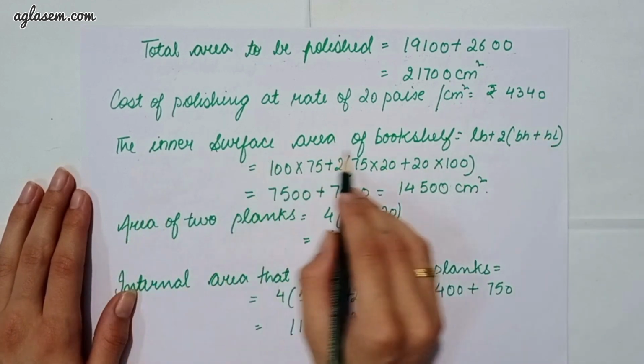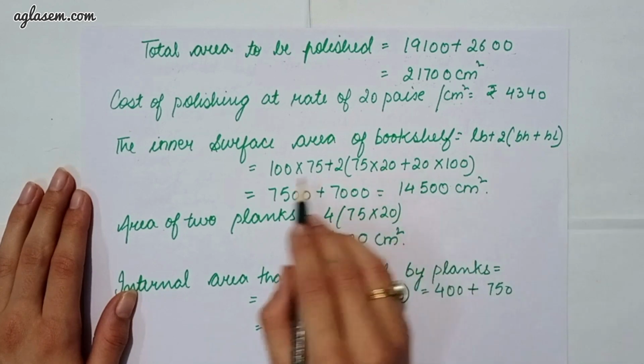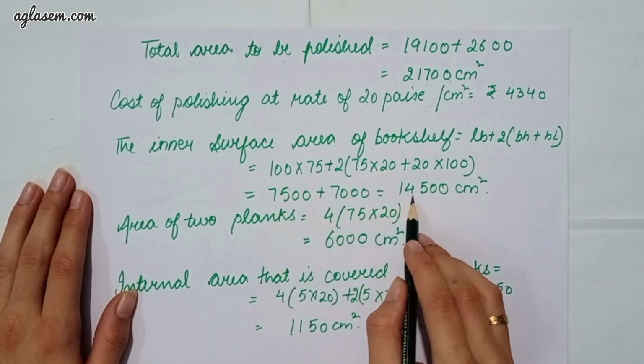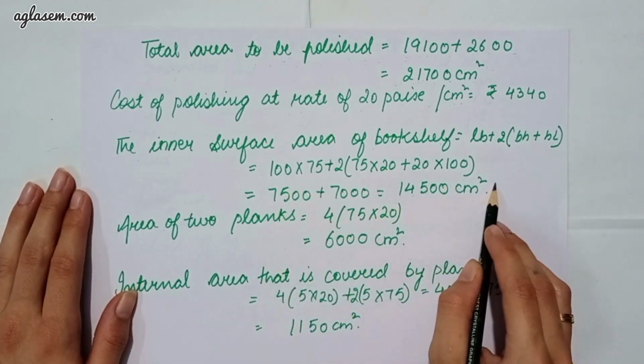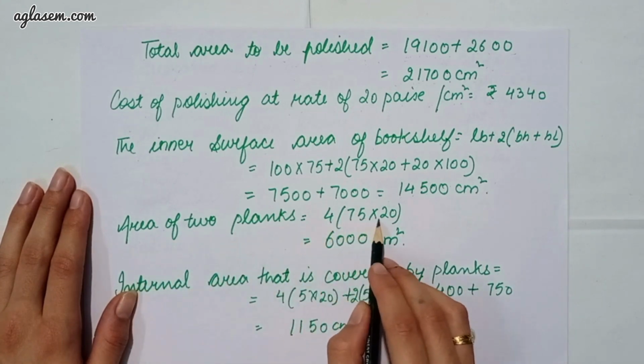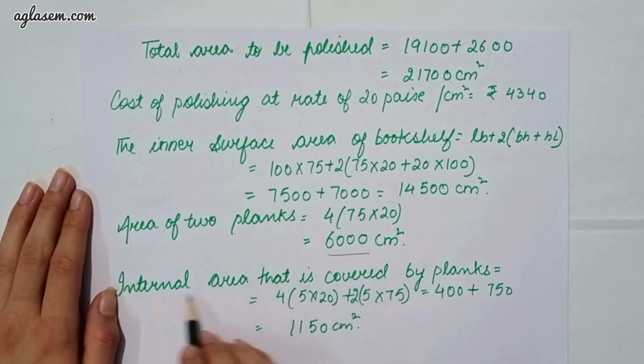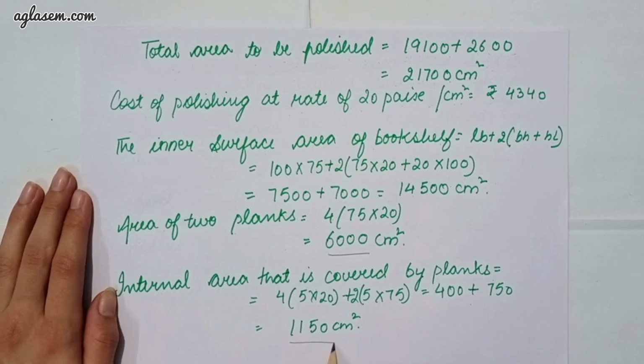And the inner surface area of the bookshelf is LB plus 2 into BH plus HL. By applying the values, we will get 14,500 centimeter square. The area of two planks, that is 4 into 75 into 20, will give you 6,000 centimeter square. And the internal area that is covered by the plank, by applying the values, we will get 1150 centimeter square.